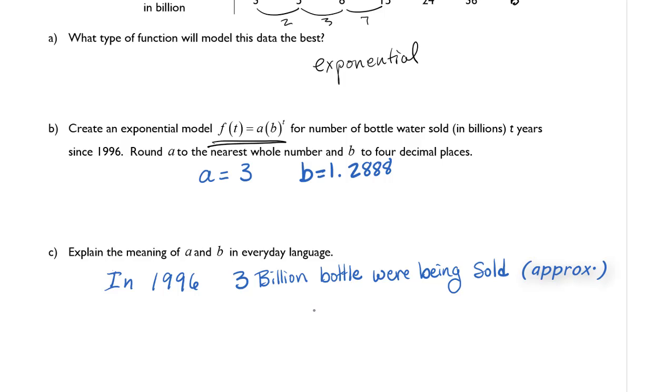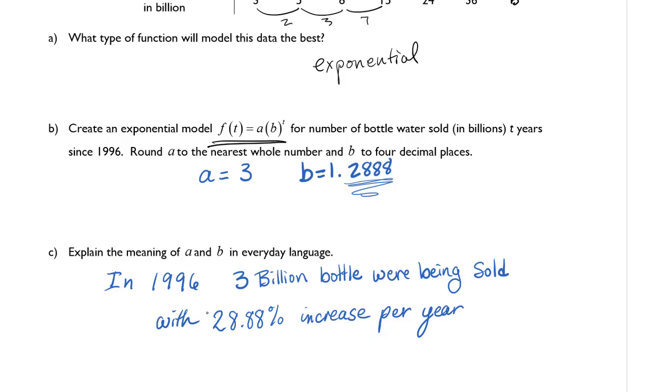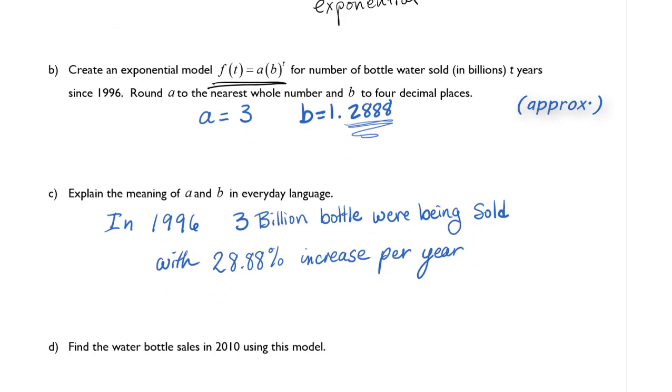And b means how quickly it's doubling. So the base is 1.2888. So that is the percentage increase. So 0.2888 is how much increase is happening each year. So 28.88% increase per year. So that's how fast it is increasing, or how quickly it's increasing.